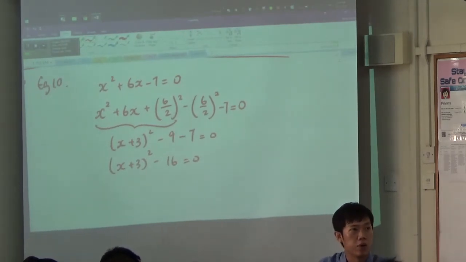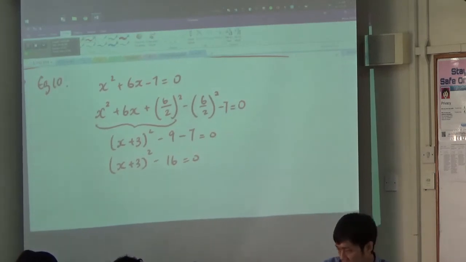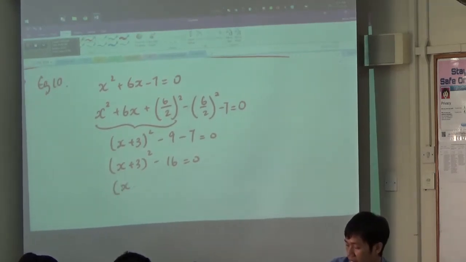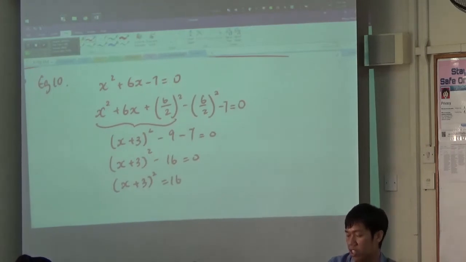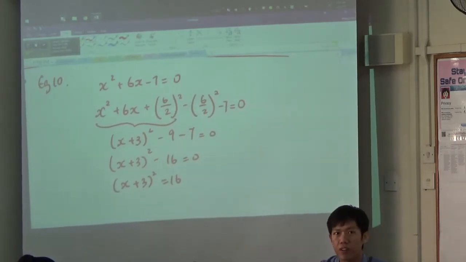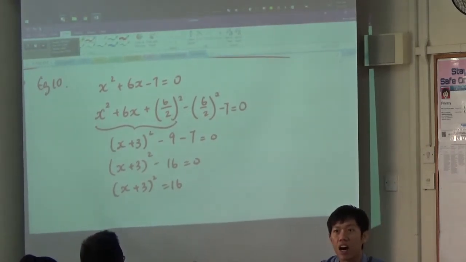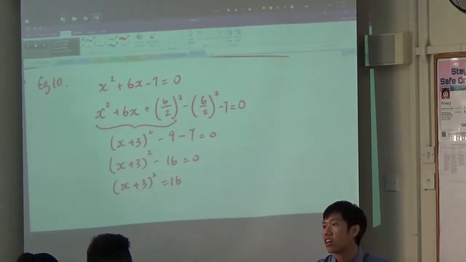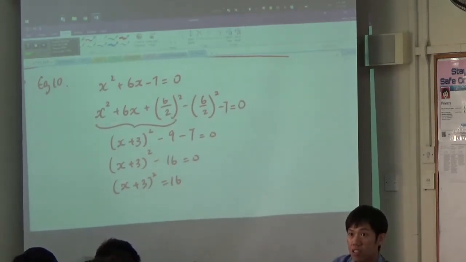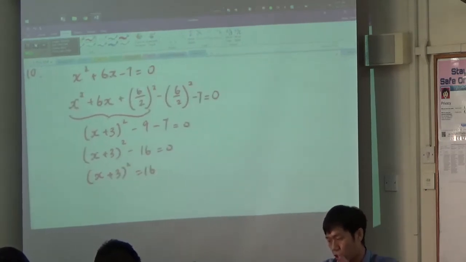What shall I do from this step onwards? Plus 16 on both sides. Yes, that is the correct term. x plus 3 squared equals 16. Then what do I do from here? What do I do from here? Square root both sides? Okay, I tell you, yes, you're right. We should square root both sides.